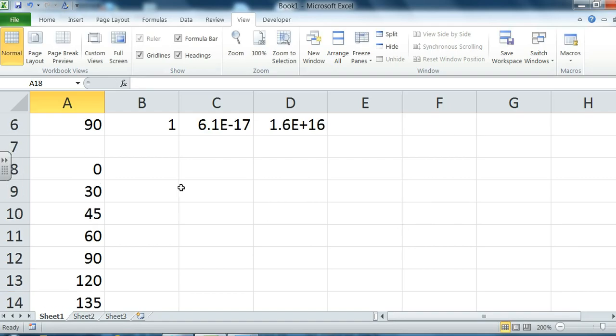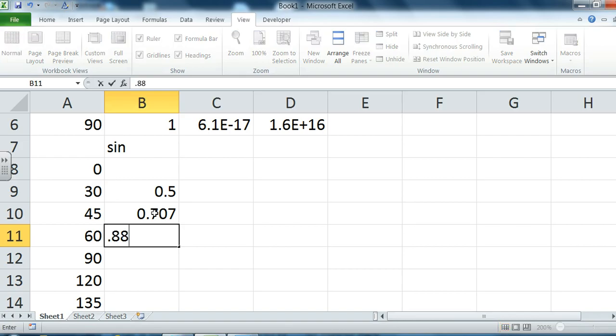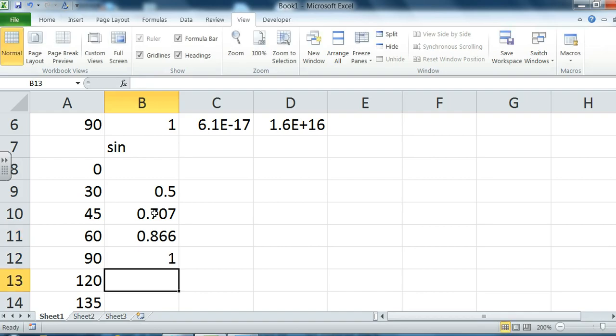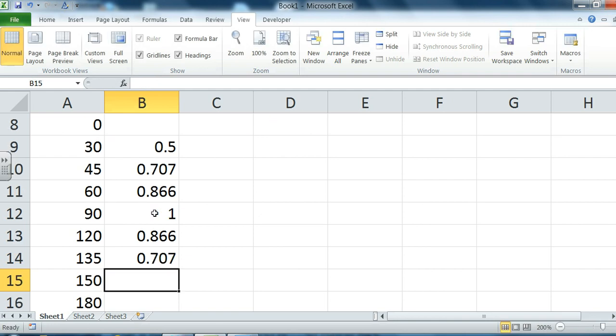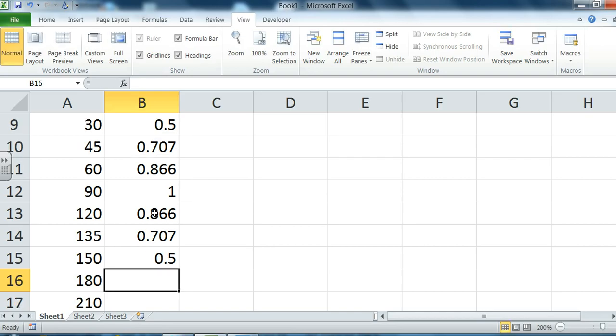All right, so I've got a 1/2. Okay, because we'll look at this guy, these would be the sine values. So I got a 1/2, and I got square root of 2 over 2, and I got square root of 3 over 2, and I got 90, which is a 1, and what's this guy going to be? It's going to be square root of 3 over 2 again. It's going to be a square root of 2 over 2. It's going to be a 1/2. It's going to be 0.